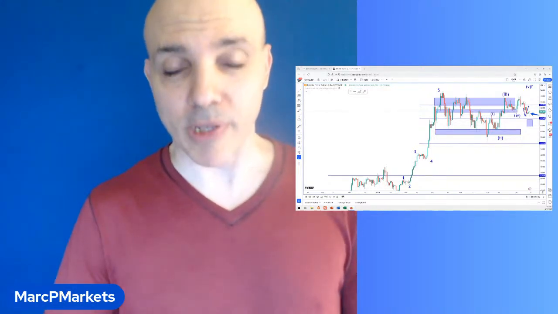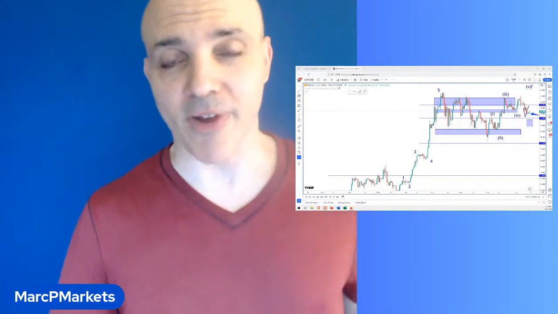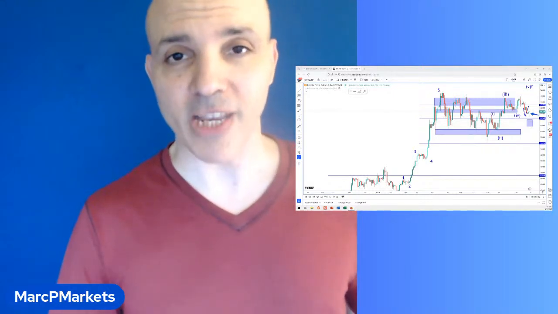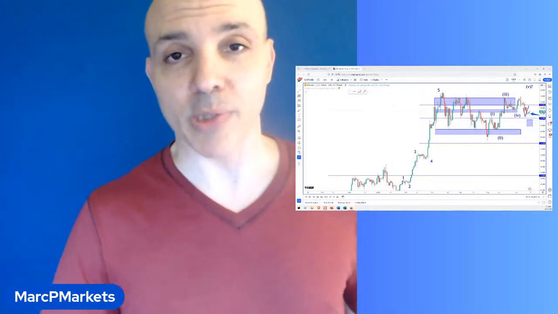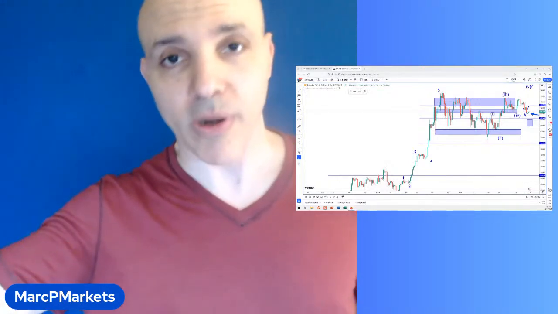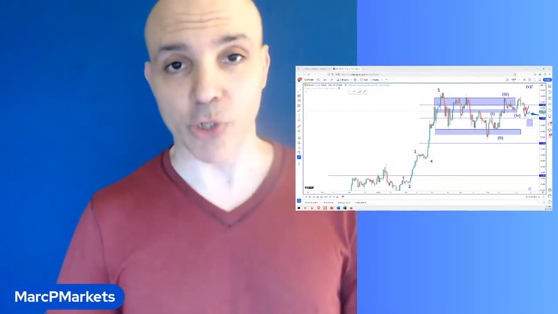So you'll be able to turn on support and resistance levels on time frames above the one you are watching. For example, if you're on a 15-minute chart, you'll be able to turn on support and resistance on a 30-minute or 1 hour or whatever, okay? And you'll be able to see these levels on your chart.